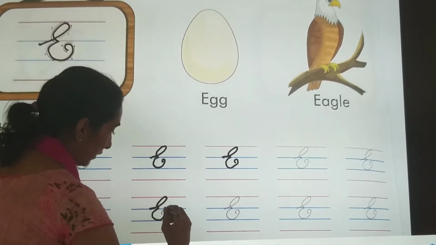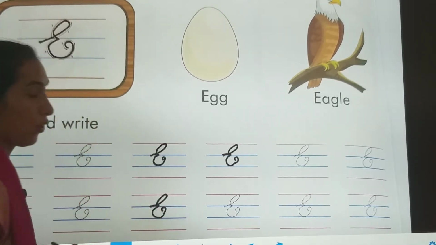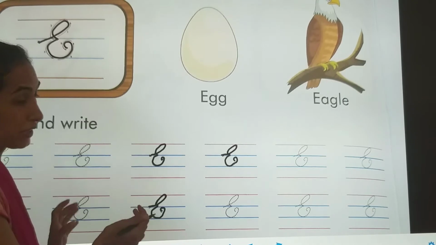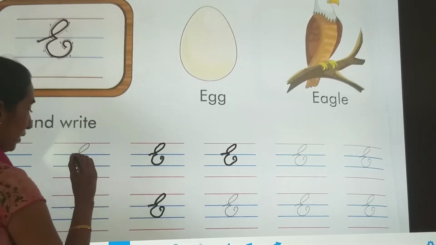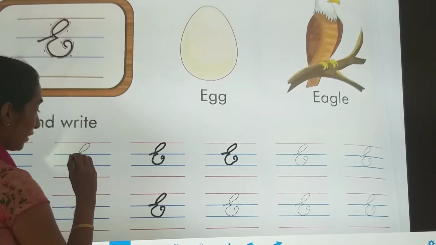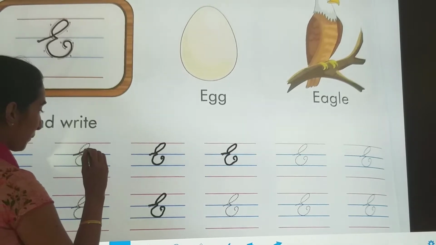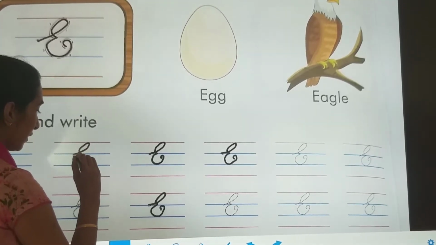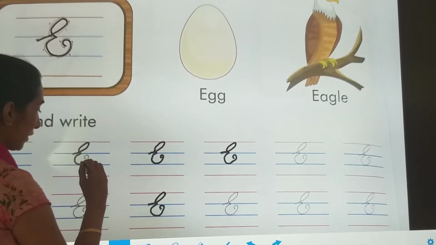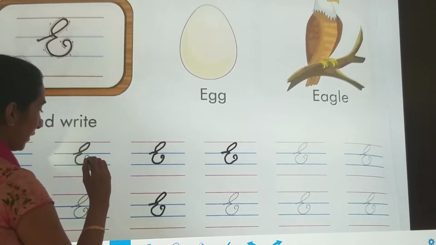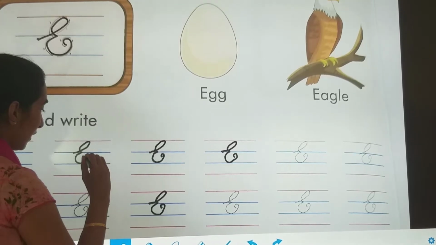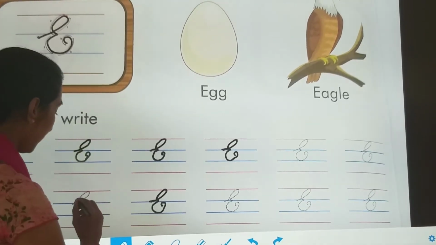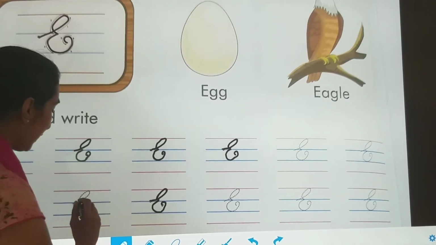In cursive writing, we write all the letters in a cursive way. See, there are so many curves here, right? So why are there so many curves here? Because it makes writing easy and we can write with speed, right? Let us try it again.